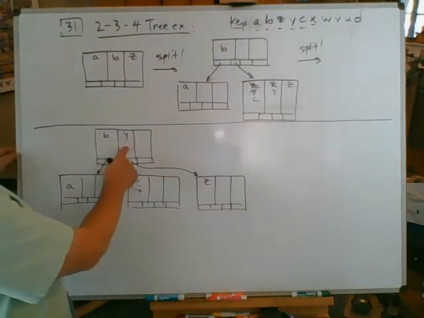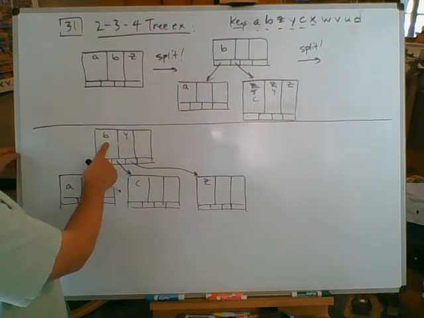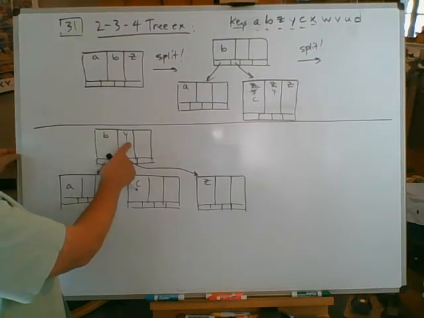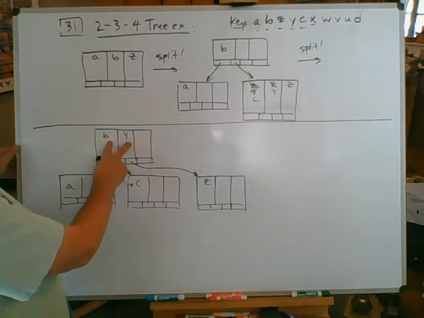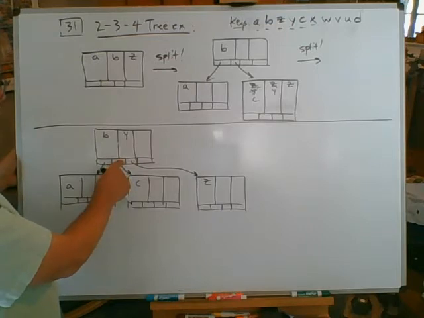This is not full. We don't have to split it. X is what? Greater than B, W, X, Y, Z. X is less than Y. So we would stop right there and check and see if there is an internal node. And there is, look at that.